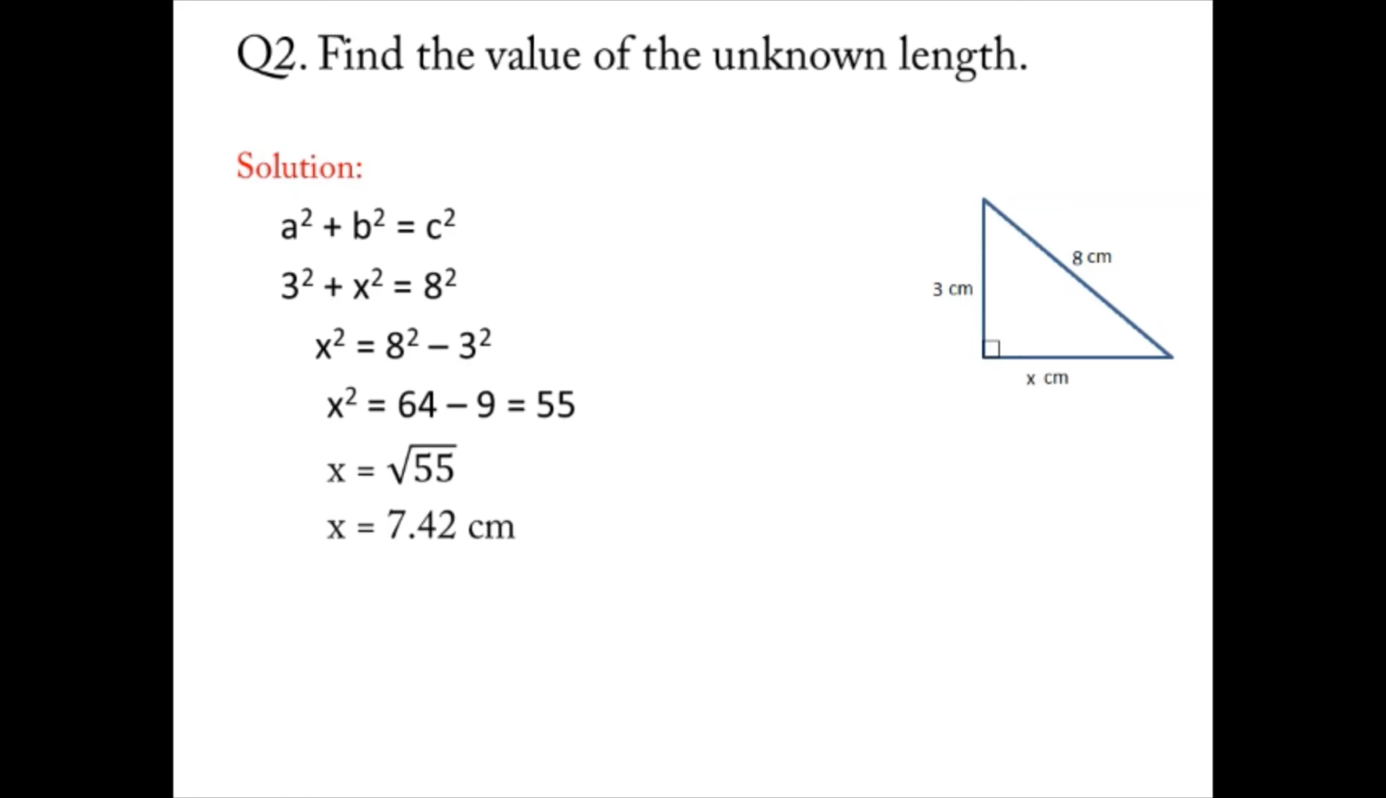Okay, so x square is equal to 55. What is x? Square root of 55. So x is equal to 7.42 centimeter. Is it less than the hypotenuse? Yes, it is smaller than the hypotenuse. Now we found the missing length.